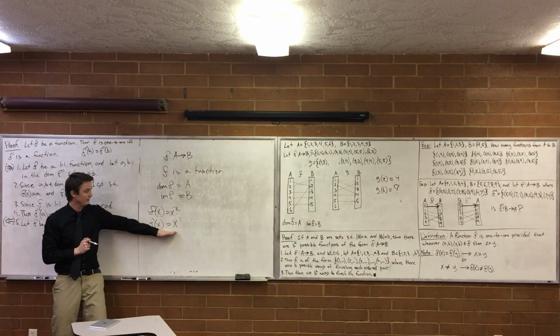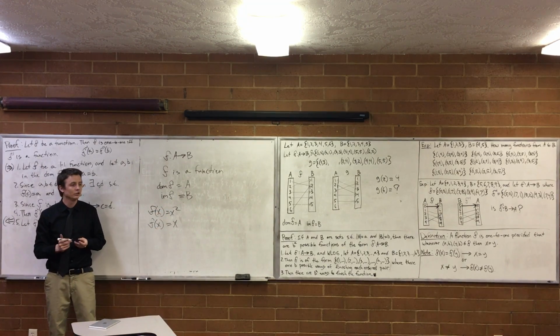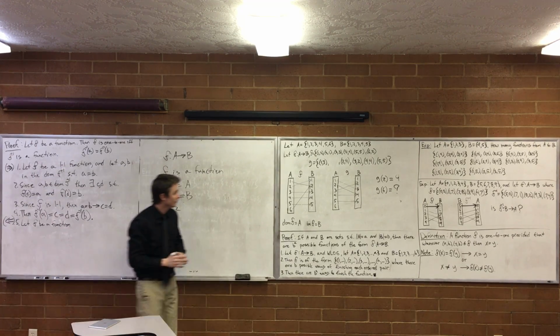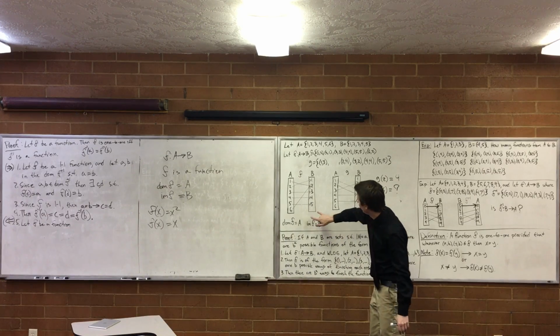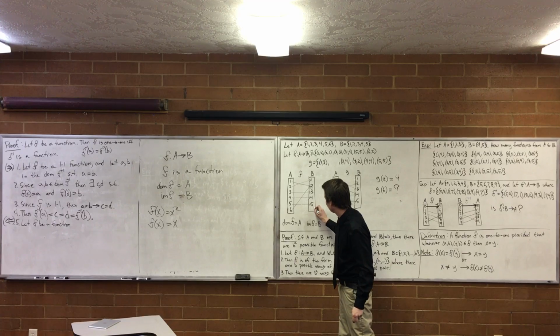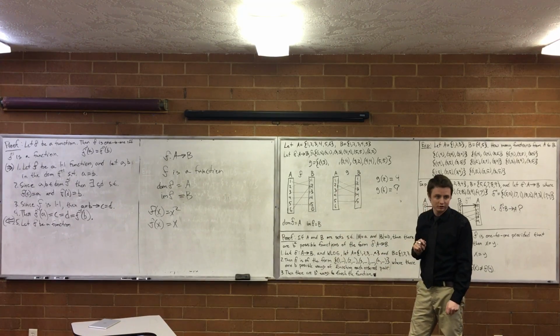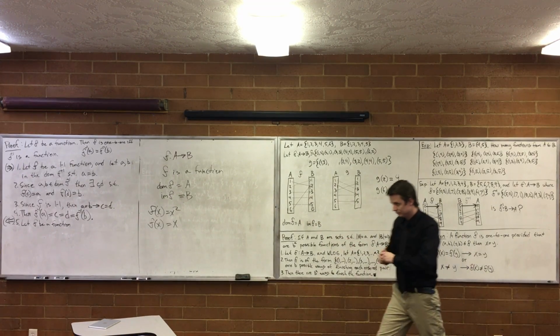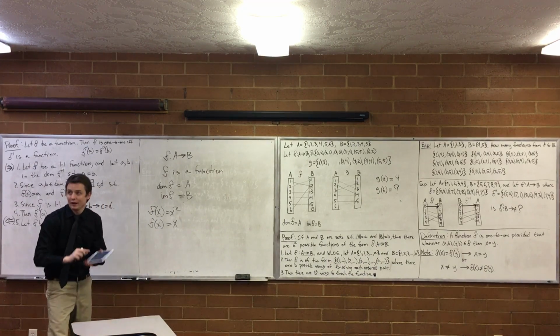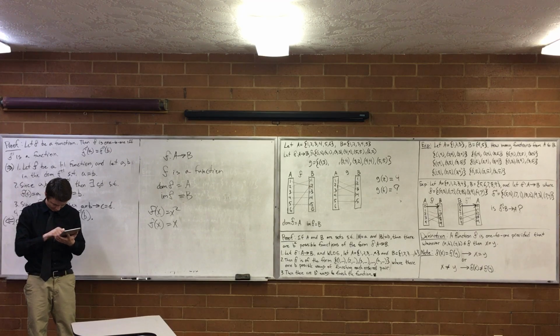Onto just means you use up the entire codomain, the entire set B. This function is onto because we used all of B. If I now add 6 to B, it is no longer onto. Good? So that's what we mean by an onto function. It's a pretty simple idea.